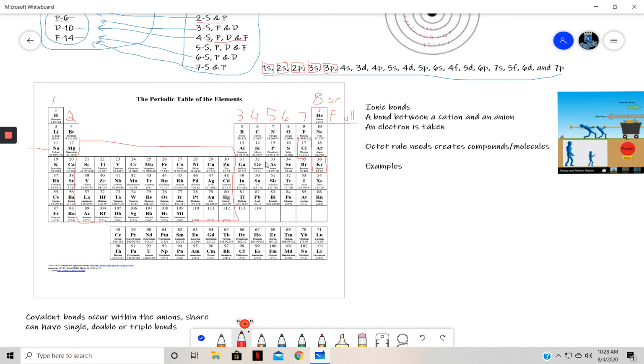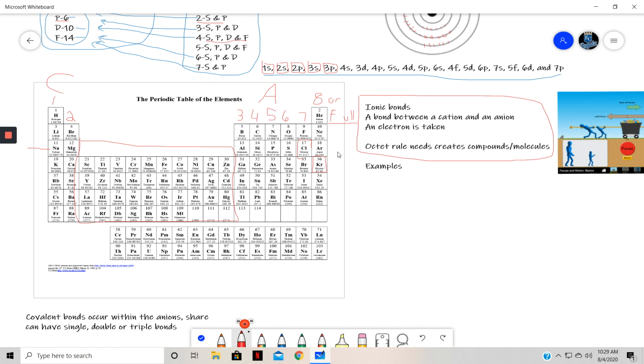An ionic bond, as you can see here, and now I'm reading from up here, is a bond between a cation and an anion. And the end product is that an electron is going to be taken. If you remember our talk from last time, this is the cation section, and this is the anion section. Anions, stronger, powerful, are the ones that are going to be taking electrons. Cations, gentle, soft, are going to be the ones losing the electrons.